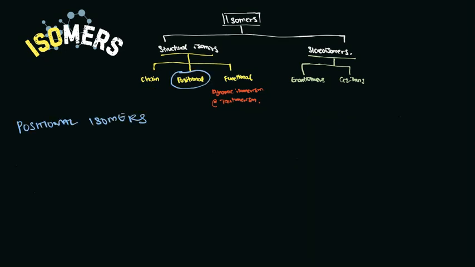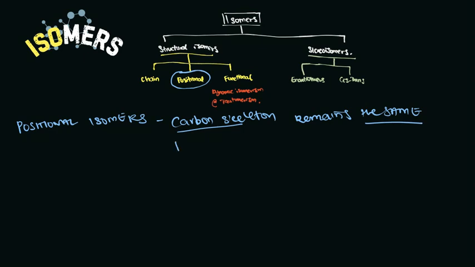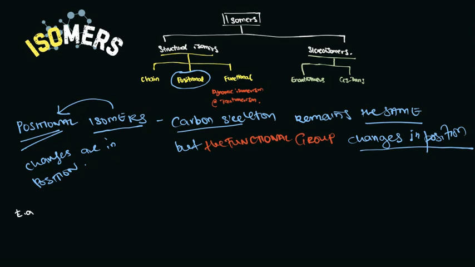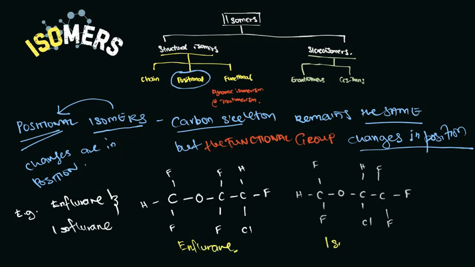Next, for positional isomer under structural isomers, the carbon skeleton remains the same, but the functional group changes in position. So simple: when the isomers we're talking about are positional, it is the position of the functional group that changes. A famous example of this in anesthetic practice is enflurane and isoflurane. You have different arrangement of chlorine and fluorine atoms on the carbon skeleton that will give you either enflurane or isoflurane.